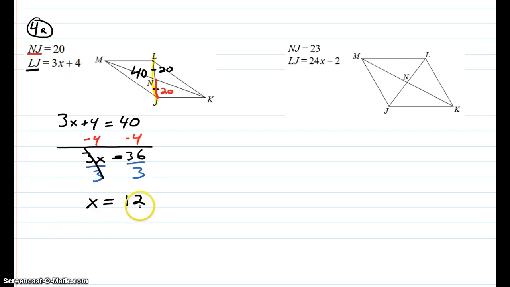If you wanted to just double check it, you could take the 12 and plug it in here, and you get 3 times 12 plus 4, 36 plus 4 is 40, and that's what we said LJ was. Alright, try 4b on your own. When you have all the work you need, bring it to me to get your stamp.